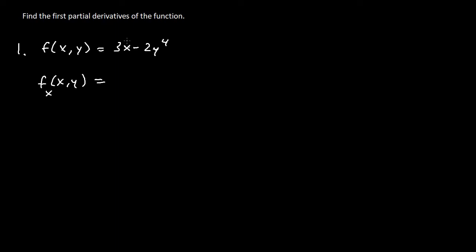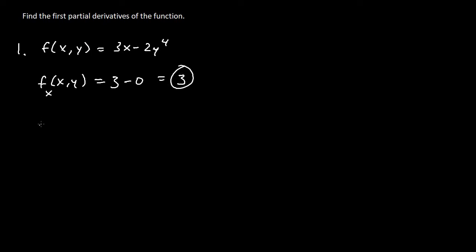So since 3x is a variable, let's go ahead and take the derivative of 3x. Obviously that's just going to be 3. And then we have a negative 2y to the fourth. Now remember, 2y to the fourth is a constant, and the derivative of a constant is always going to be 0. So 3 minus 0 will give us 3. And so that is going to be the partial derivative of f with respect to x.